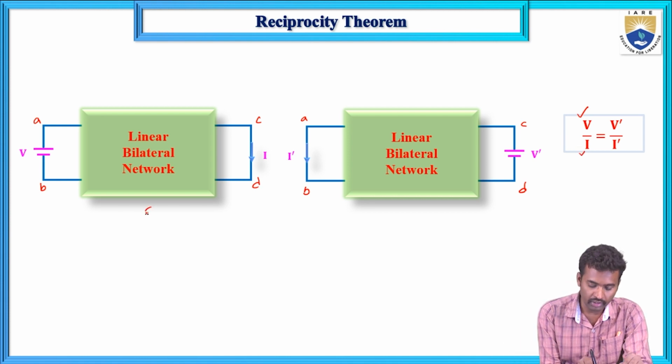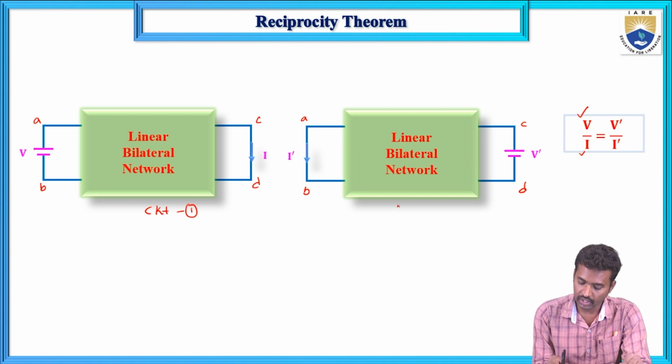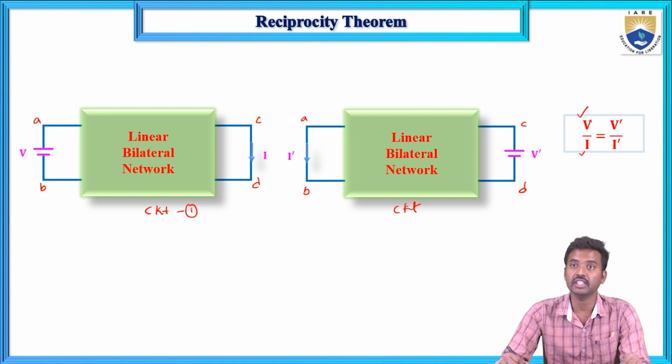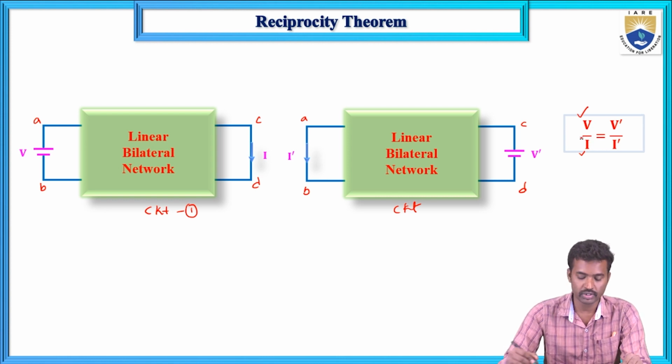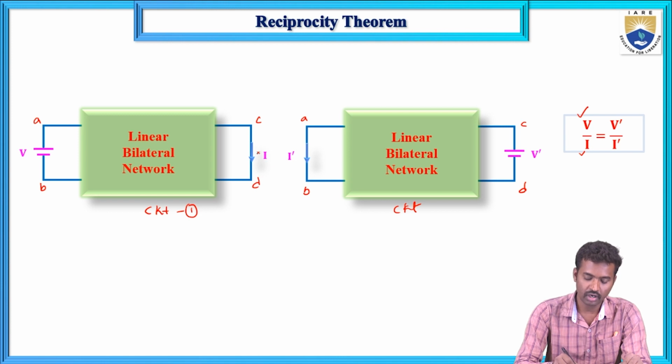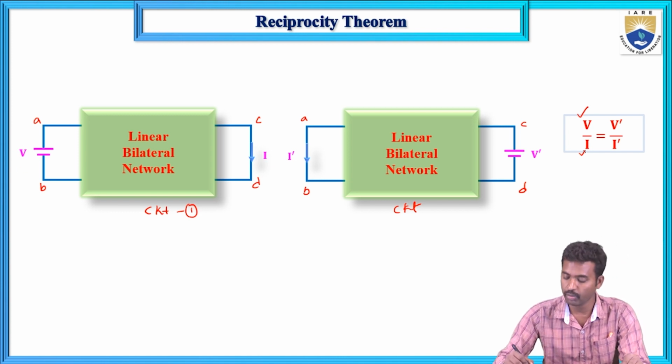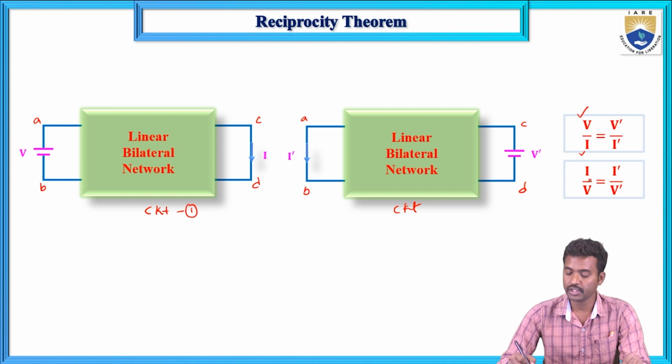So now the ratio of response to the excitation. Here for circuit 1 and this is circuit 2. In circuit 1 the excitation is the voltage and the response is the current. So this is the response of circuit 1, this is the excitation of circuit 1, V by I. The response of circuit 2 is I dash, and the excitation of circuit 2 is V dash. Now the ratio of response to the excitation is the same when we interchange the positions of response and excitation.